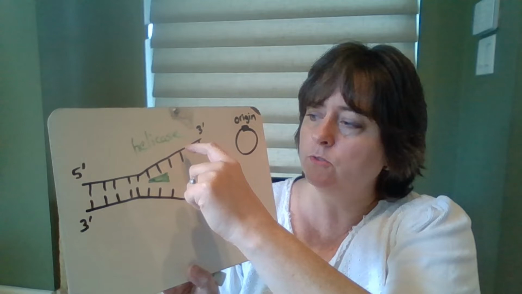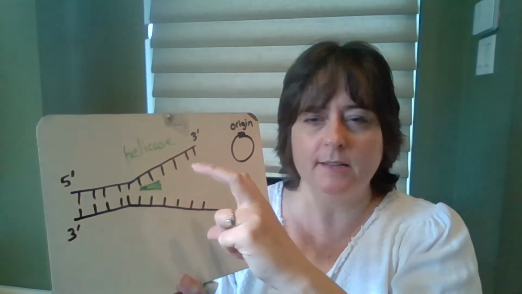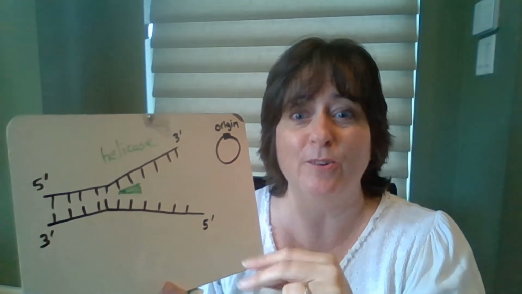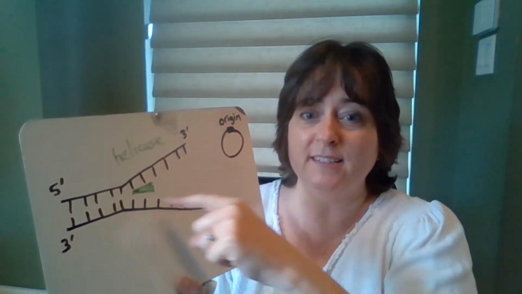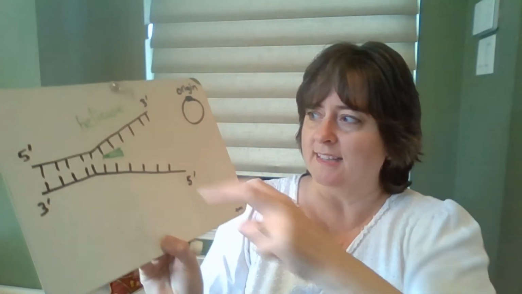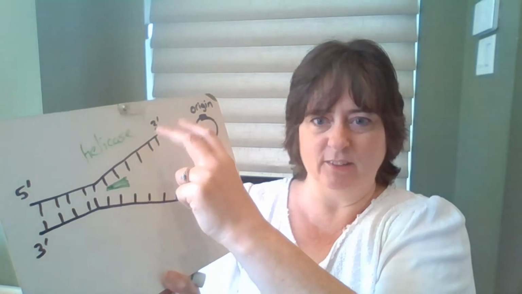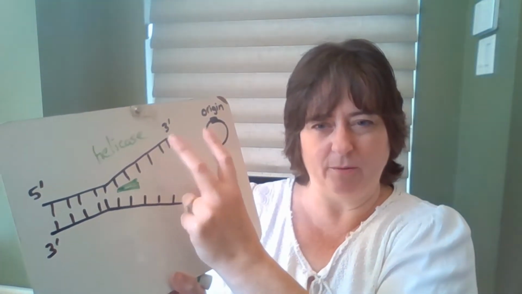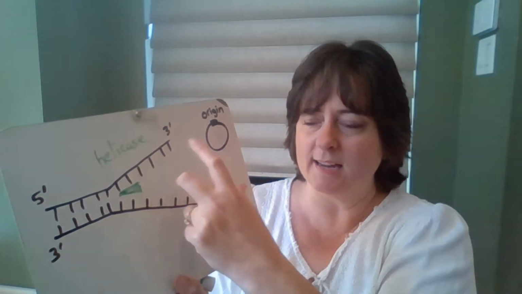Now, once I've got these two strands separate, maybe instead of thinking of it as a zipper, think about Velcro. If these were two strands of Velcro and they were getting separated, and I had very long strands, you can see how these two strands over here are going to want to come back together, right? They're sticky, they make sense, they bind. So we're going to need a way to hold these strands apart. So the next thing that comes in are these proteins called single-strand binding proteins.